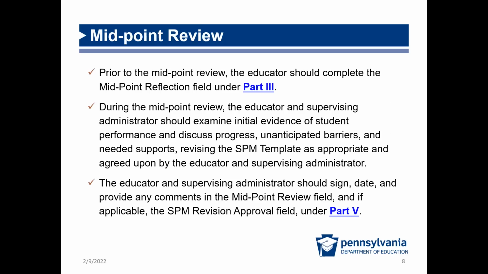Once that is completed, there is a midpoint review. Remember, it doesn't have to be a full year. It can be a partial year, a half year. So at the midpoint of this student performance measure, they're going to have a review. Prior to it, and this is what's really important, that educator takes the time to reflect upon what has happened so far and makes notes of it in part 3. They bring that to the meeting. The educator and the supervising administrator look at the initial evidence and discuss the progress.